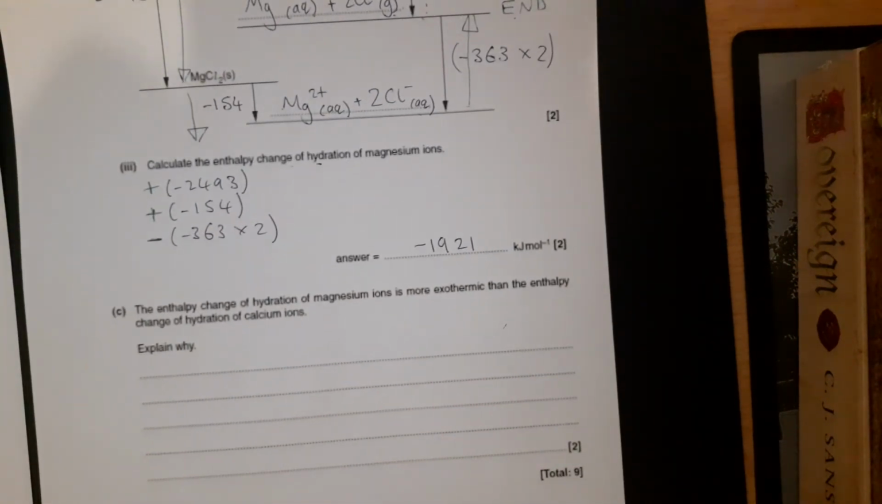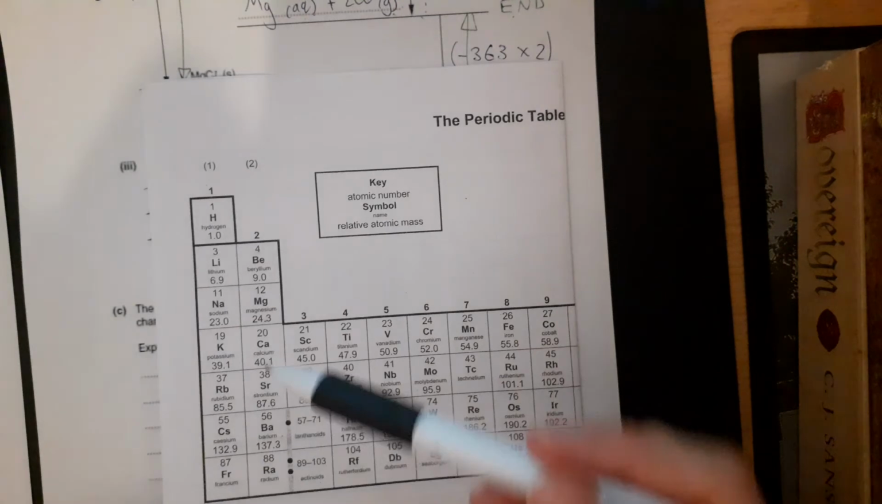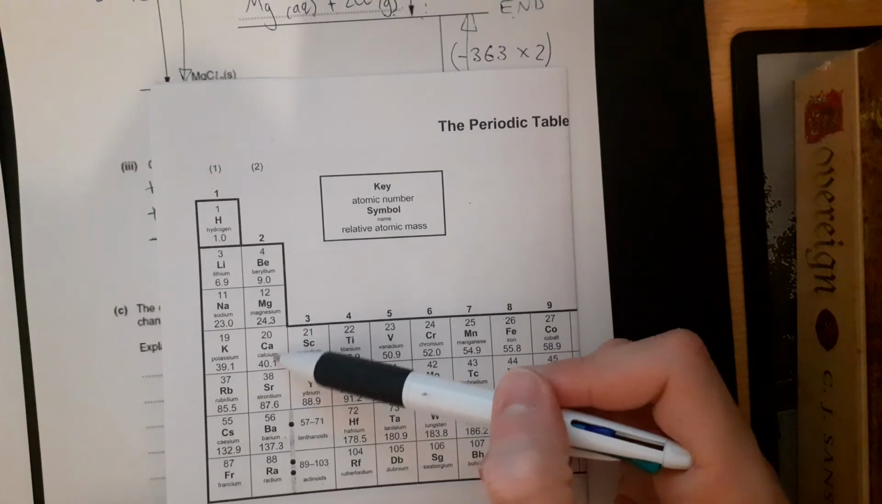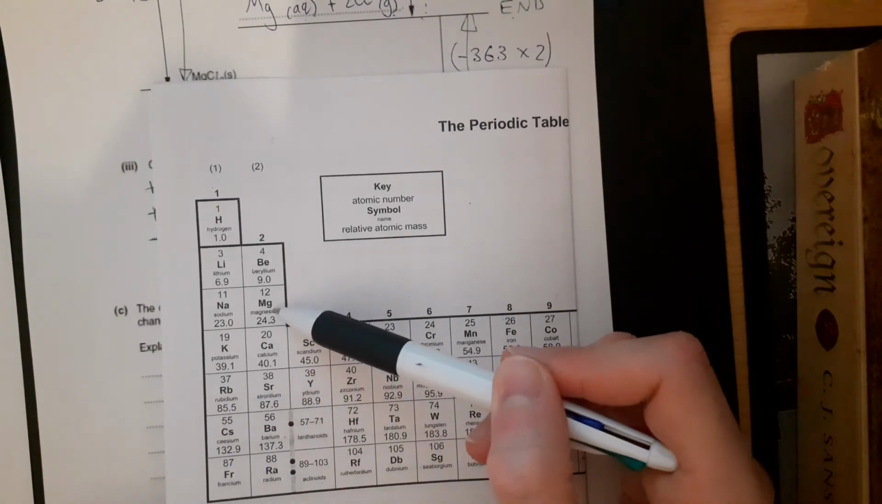Okay, and then finally it says the enthalpy change of hydration of magnesium ions is more exothermic than the enthalpy change of hydration of calcium ions. Now, if you've seen the previous videos on lattice enthalpy, you will know what this is about. It's the same question. The two things that affect values for enthalpy changes involving ions are the ionic charge and the ionic radius. So let's look at magnesium and calcium. If we look at them on the periodic table, magnesium and calcium are both here in group 2. So they're both going to have the same charge. It's the radius that's going to be different. Calcium ions are going to have a bigger radius than magnesium.